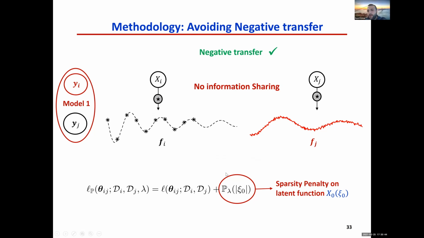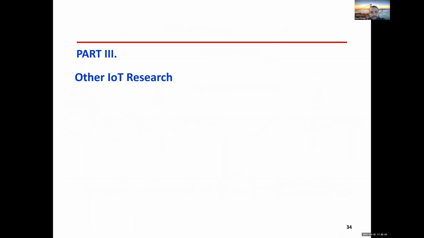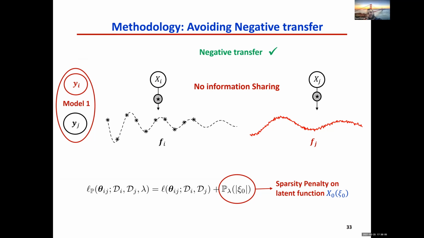Actually, we indeed have showed that this approach of regularization of the latent function possesses what we call an oracle property. The oracle property is that if these two functions should not be predicted together, then asymptotically, this latent function will be penalized to zero, and each function will be predicted independently, much like we are modeling them using independent Gaussian processes. Okay.